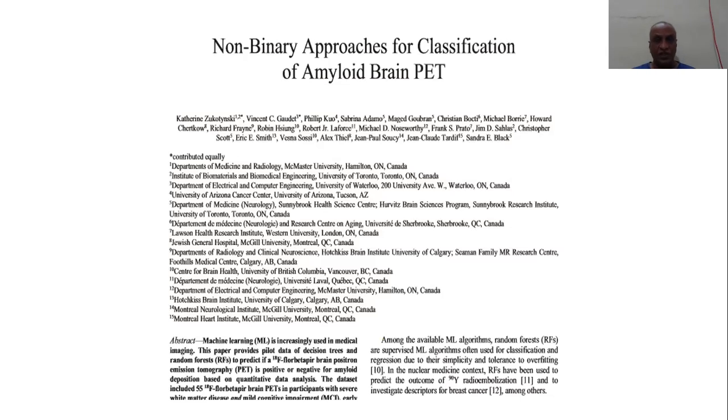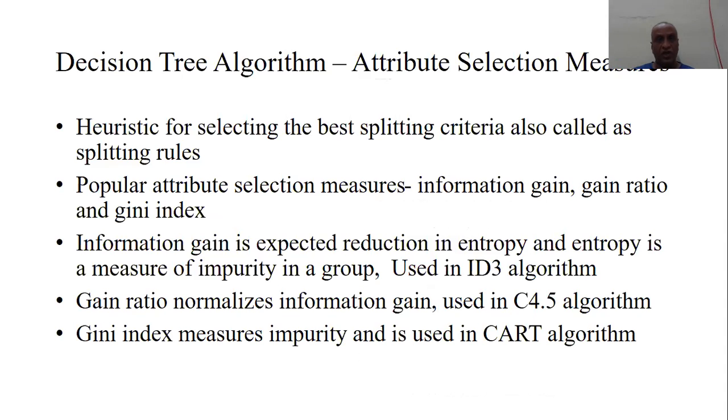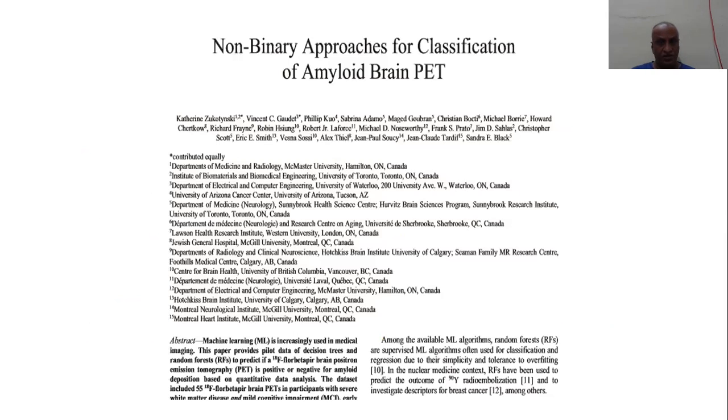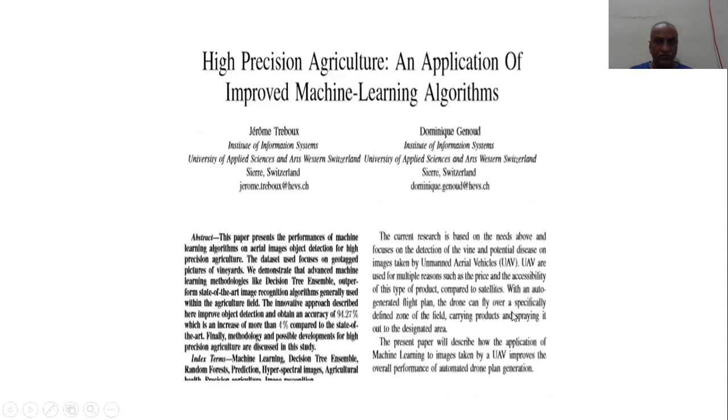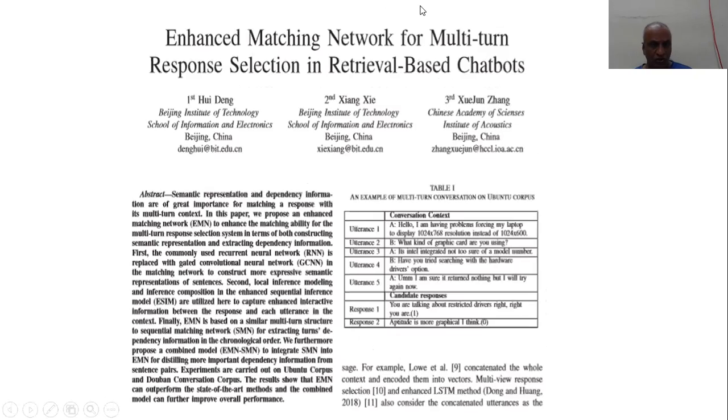These are a few papers I came across which applied a decision tree algorithm or its variations or ensemble mechanisms. Like this paper, it is for classification of amyloid brain PET. It uses machine learning aspects and, along with that, decision trees and random forests. Then this is applied in agriculture, and this again uses decision trees.